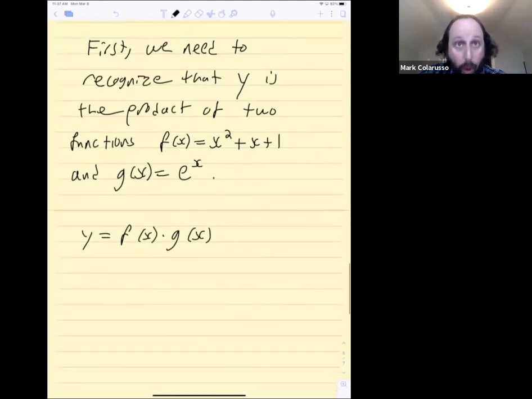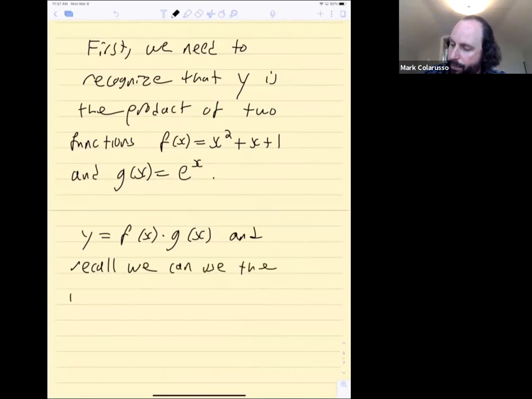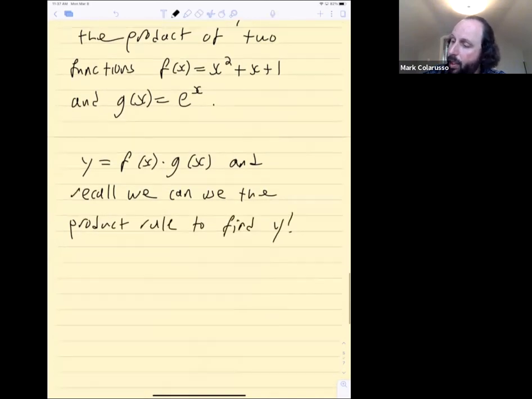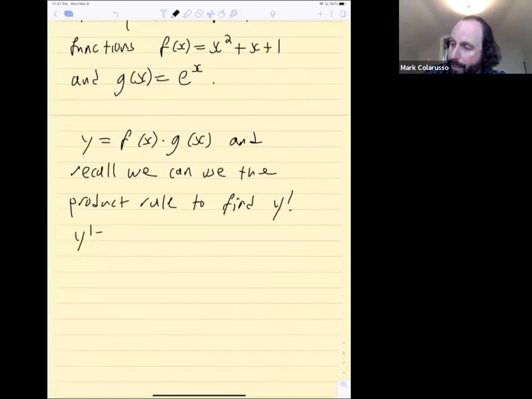And recall, we have a rule for differentiating a product of two functions. I don't think it's come up in a while, so it's good to review it. And recall, we can use the product rule to find y prime. So y prime equals f prime at x, the derivative of the first guy times the second factor, plus the first factor times the derivative of the second.